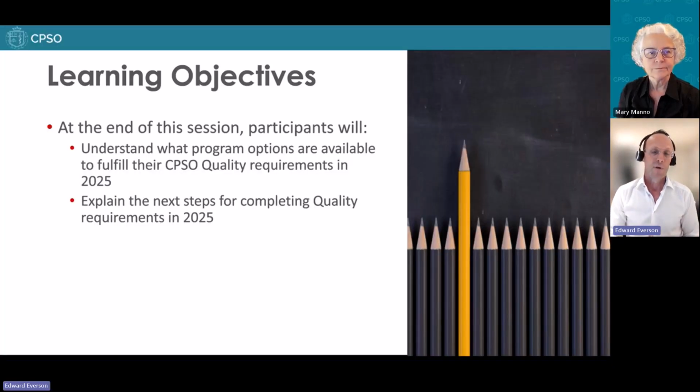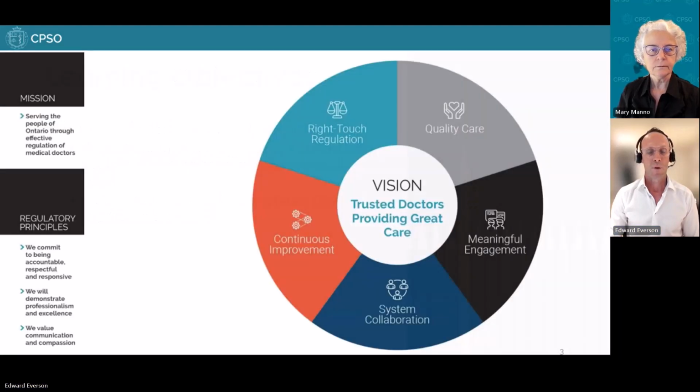The objectives for this webinar are to help physicians understand what quality program options are available in 2025 to support meeting their CPSO quality requirements. And we'll go over the next steps in terms of selecting the quality program option and completing the quality program option for those that are participating in 2025. We'll start with some background on our quality programs and the current state.